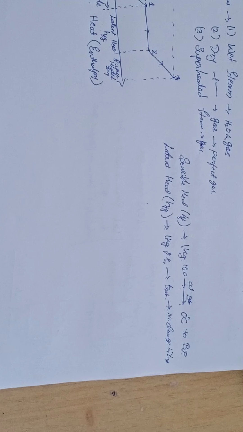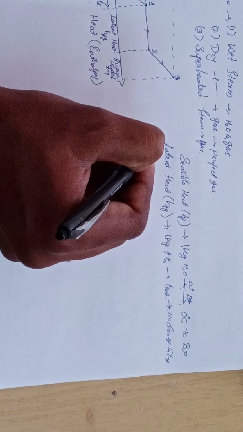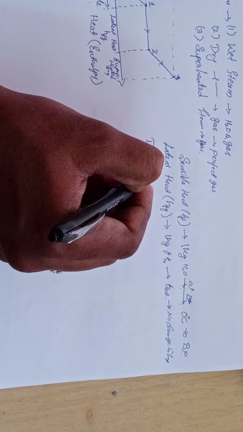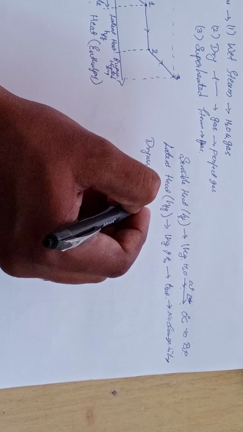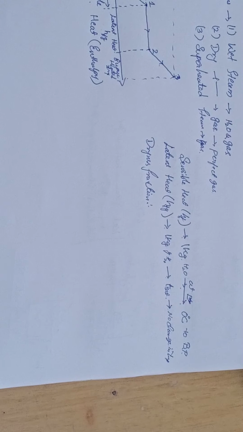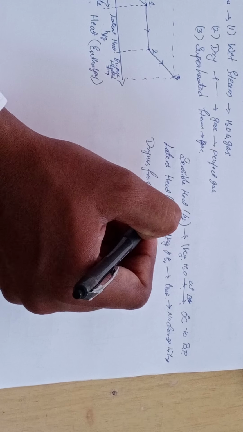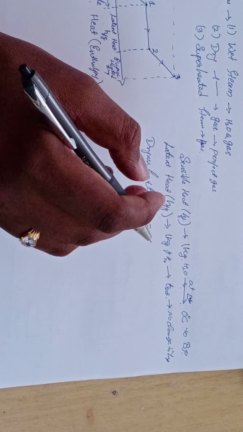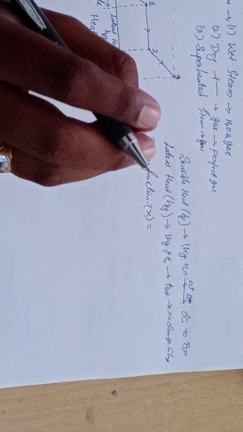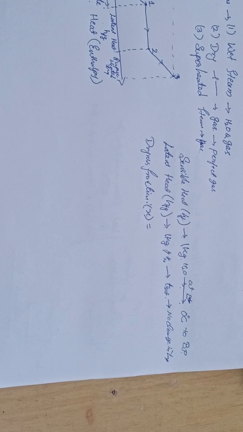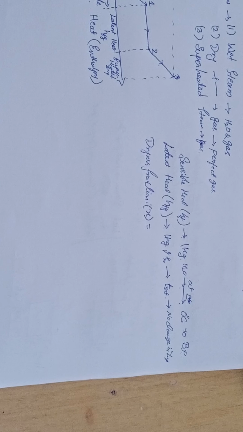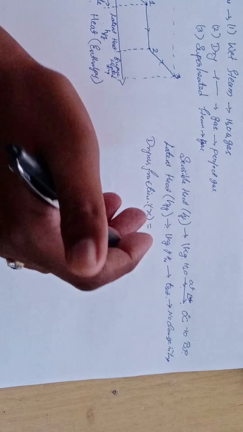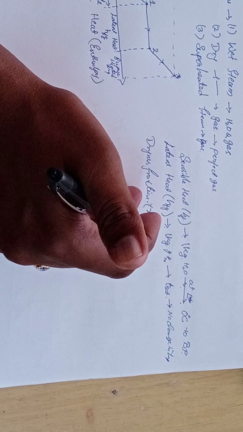Next, let us consider the important terms in the formation of steam. The next point is dryness fraction. Dryness fraction is denoted by small x. Dryness fraction means the amount of actual dry steam present in wet steam. So here x is represented as dryness fraction.